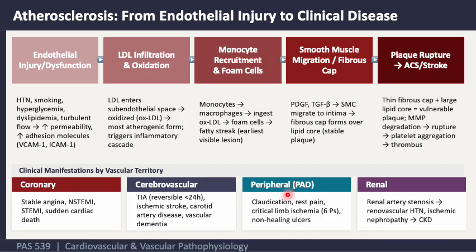You can have peripheral vascular disease, which usually presents with claudication, which is pain in the legs on exertion. You could have limb ischemia, and they may present with non-healing ulcers. And also with this, you can have renal artery stenosis, renovascular hypertension, and ischemic nephropathy that leads to chronic kidney disease.